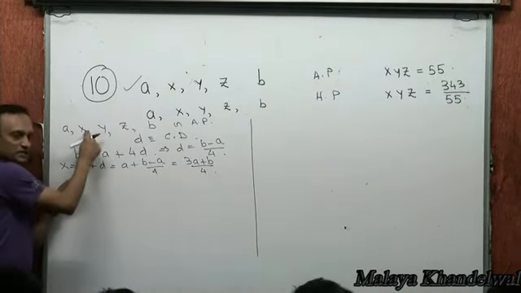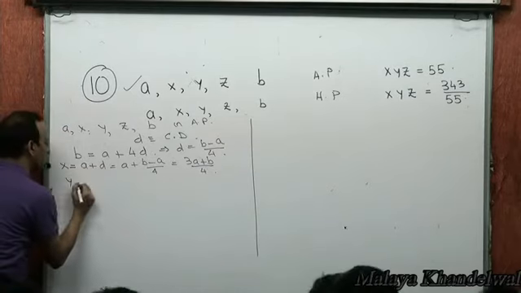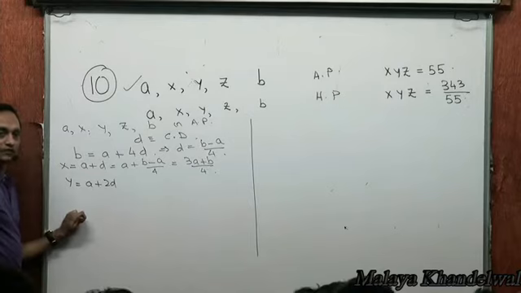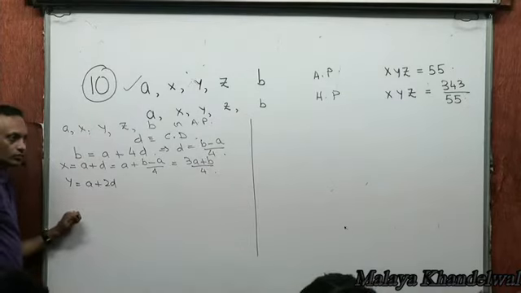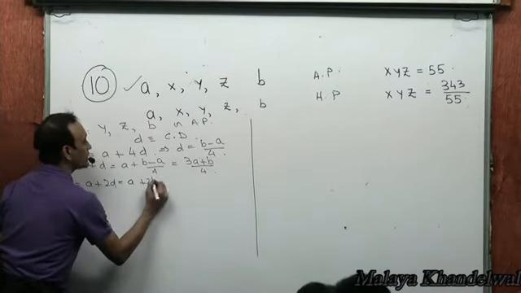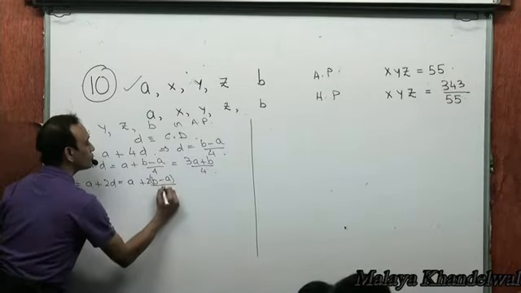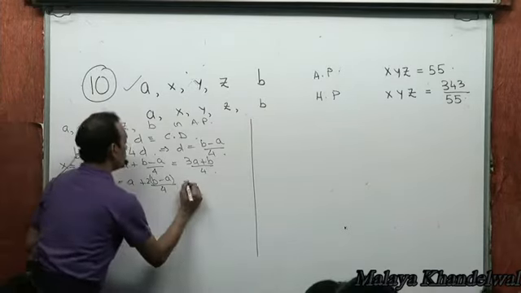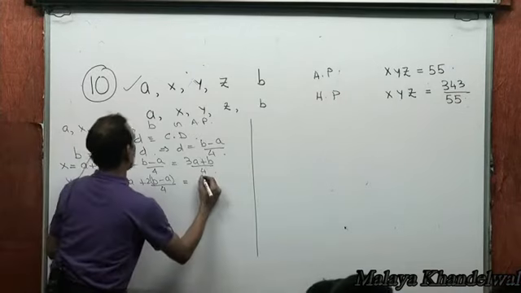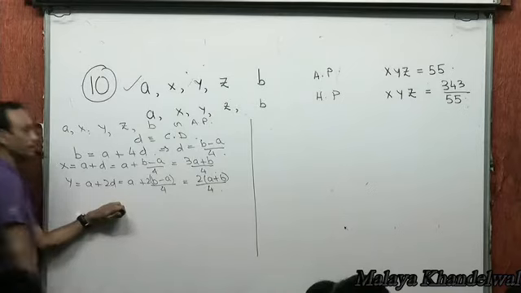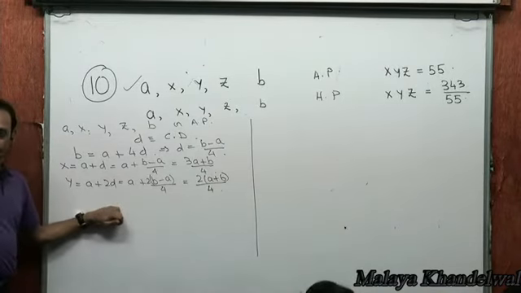X would be a plus d. Y would be a plus 2d. Right? Y would be a plus 2d, yes or no? A plus twice (b minus a) by 4. Right? Which turns out to be 2 into (a plus b) by 4. Right? Which is (a plus b) by 2.